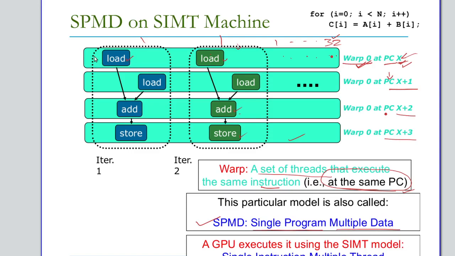So this particular model is considered SPMD, single program multiple data. Just the data is changing and the same program is being executed on different threads. Okay, so the GPU executes it using the SIMT model. What is the SIMT model? Single instruction, multiple thread.